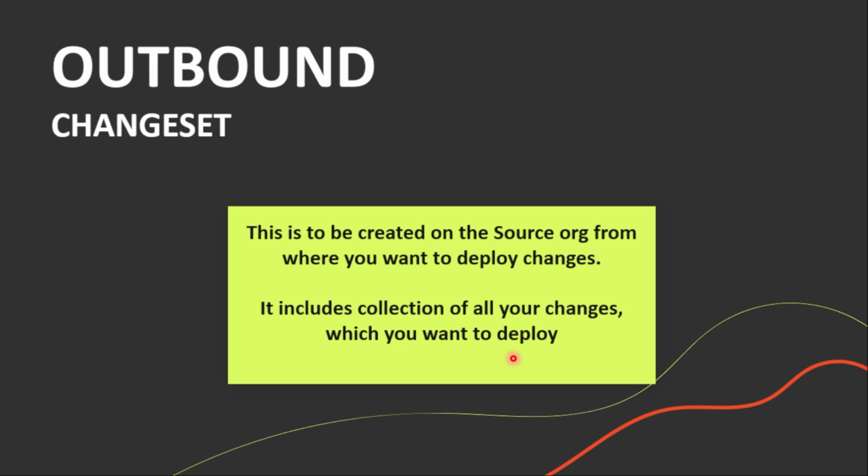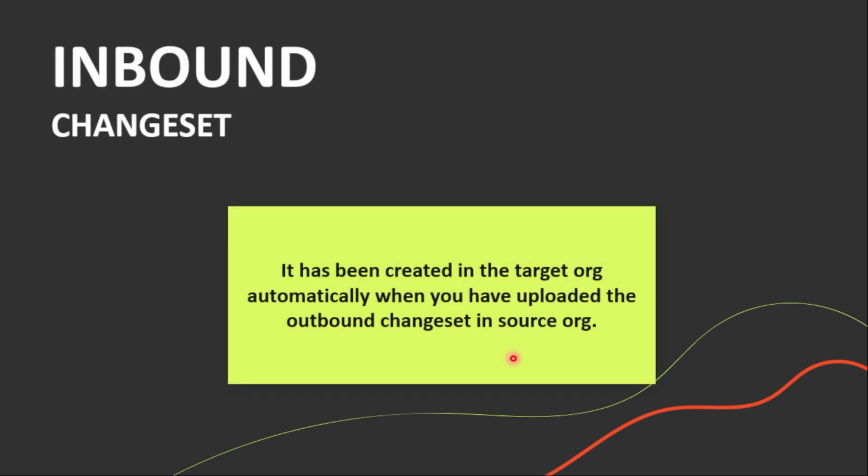We have to create the outbound change set in the source org. Once we have created the outbound change set, we need to click on upload and then select the target org where we want to deploy it. After clicking that, once it is uploaded, we'll go to the next part now, the inbound change set. It would be there in the target org, right? So in our case, Emily wants to deploy to the production org.